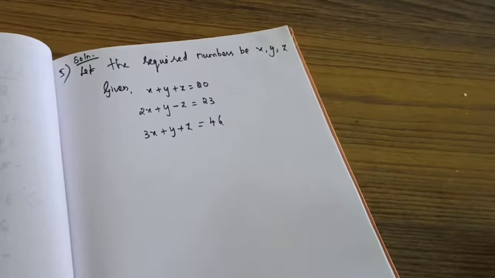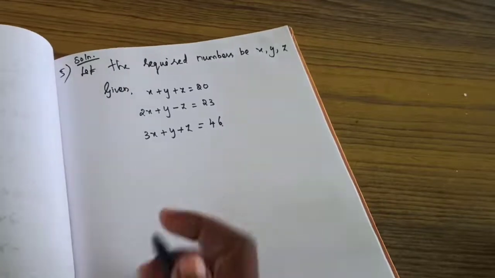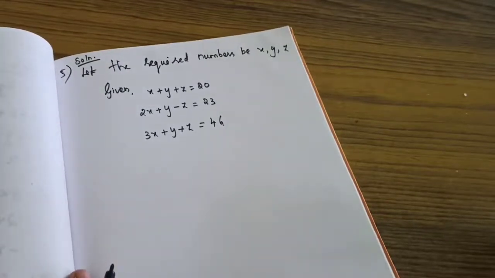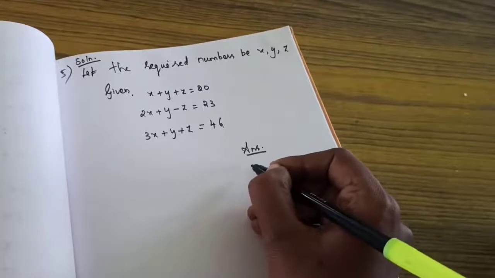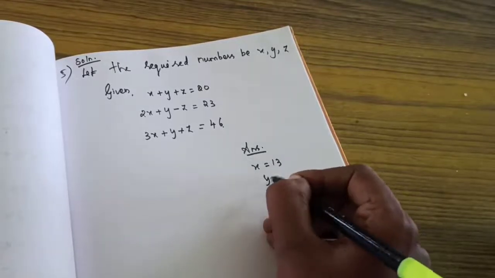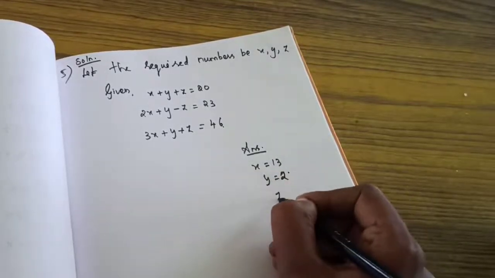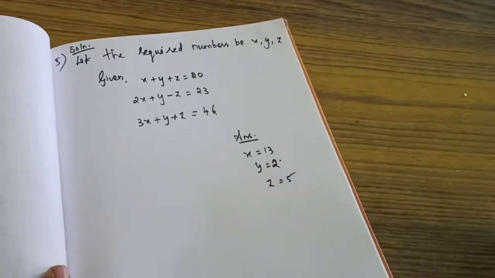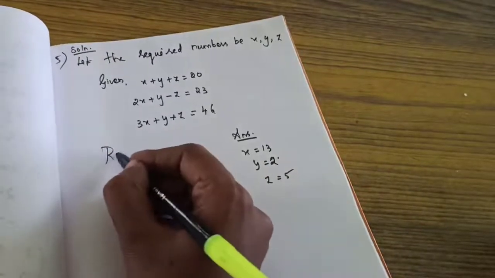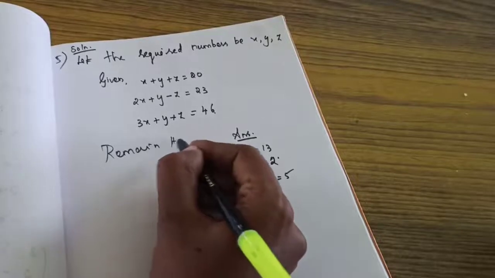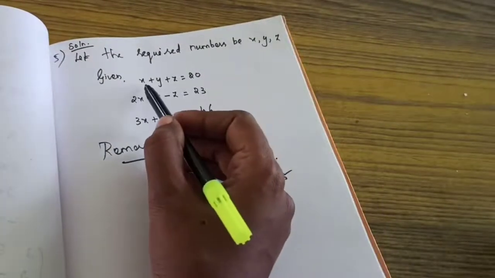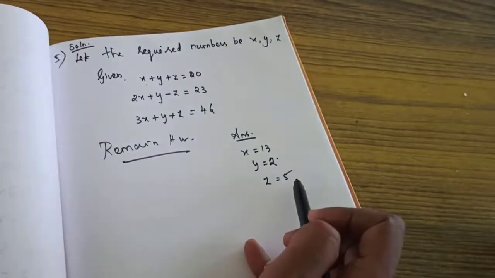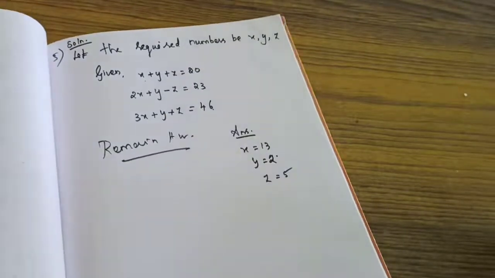Okay students, will you do it now? It's very easy to do, is it right? First convert it into the form AX equal to B, then X is equal to A inverse B. When you find it, you will get the answer. I am giving the answers for all the questions so you can check. So x is equal to 13, y is equal to 2, z is equal to 5. This is the answer for this question. The remaining work is for home. Since x is 13, y is 2, z is 5, we can check the answer: 20 is equal to 20.